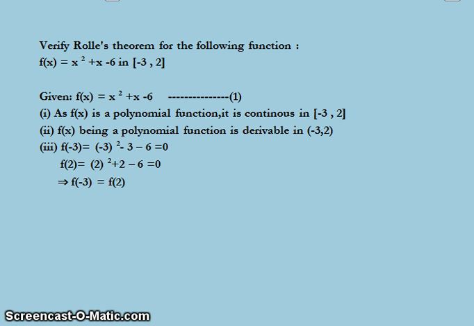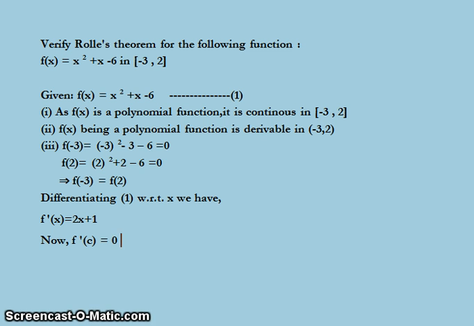Now since the value of f(-3) is equal to the value of f(2), all the three conditions of Rolle's theorem are satisfied, and therefore there exists at least one real number c in the given interval -3 to 2, such that f'(c) is equal to 0. Now next we are going to differentiate equation number 1 with respect to x, and thus we have the derivative of f(x) as f'(x), which is equal to 2x plus 1.